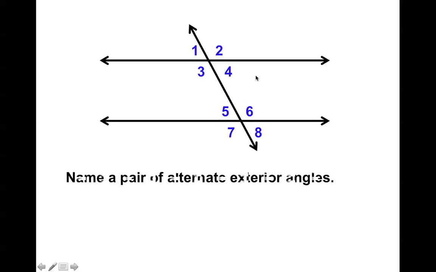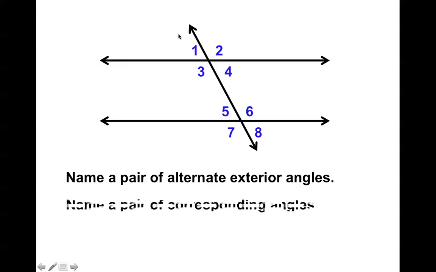So here we are. Name a pair of alternate exterior angles. You have two choices. Okay, did you guess 2 and 7? No? Did you guess 1 and 8? Okay, those are your choices.